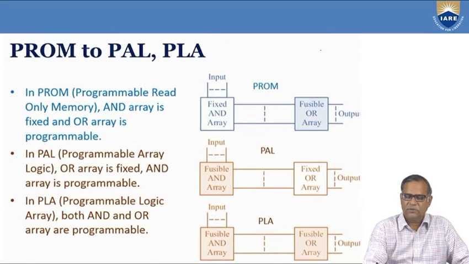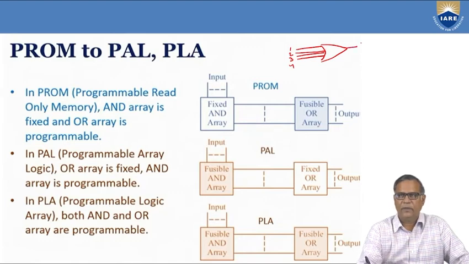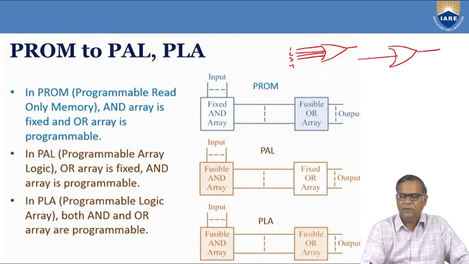The conventions are, suppose we have a 3-input or 4-input OR gate. These are the 4 inputs: 1, 2, 3, 4. This is a 4-input OR gate, and we are going to represent it in this way. So these are the 4 inputs: 1, 2, 3, 4.